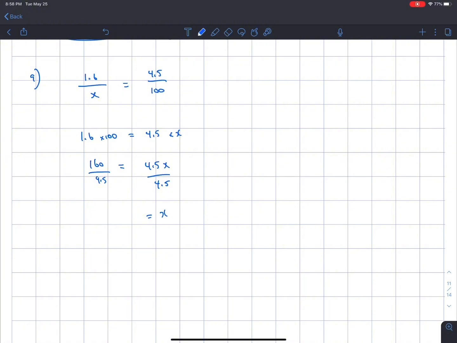We get x equals 35.5 repeating. So we can say there are 35.5 repeating. To the nearest million is what they want. So we can say there are 36 million people.